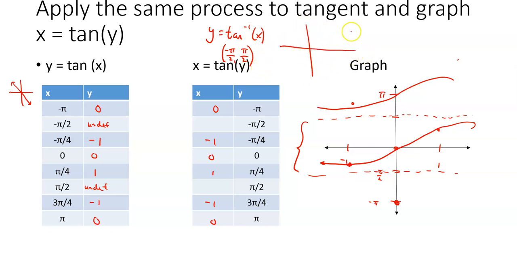And so what you essentially end up with is just a sideways branch of the tangent function that comes like this, down, and like that. So it turns out that this graph has two horizontal asymptotes, one at positive pi over 2, one at negative pi over 2. So that is the restrictions that I put on the inverse tangent function.